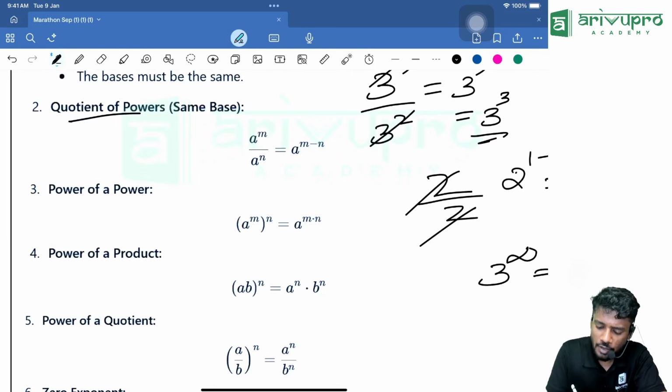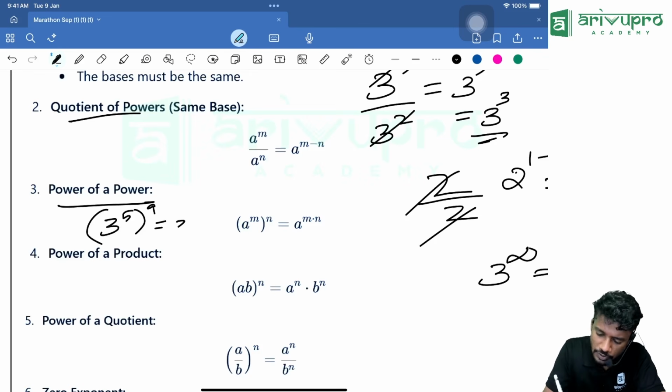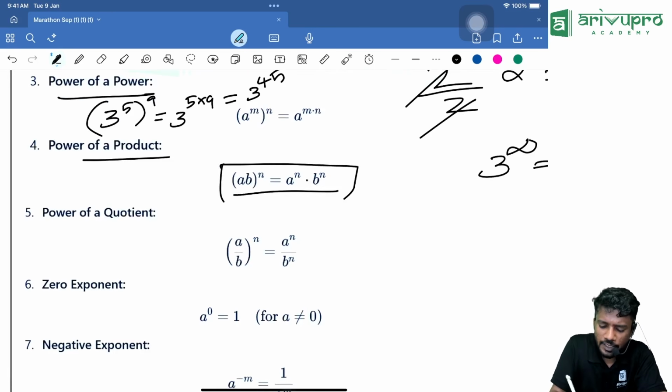Next one. Power of a power. 3 raised to 5 the whole raised to 9 is how much? 3 raised to 5 into 9, that is 3 raised to 45. Then power of a product, we can always write it like this. 3 square into 3 raised to 5. Can I write it as what?